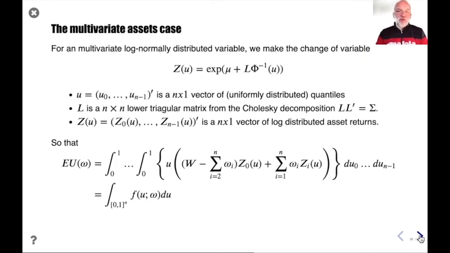Okay, so here's the multivariate asset case. For the multivariate asset case, really the only thing that changes is the way we transform uniform random numbers into log normally distributed random numbers.